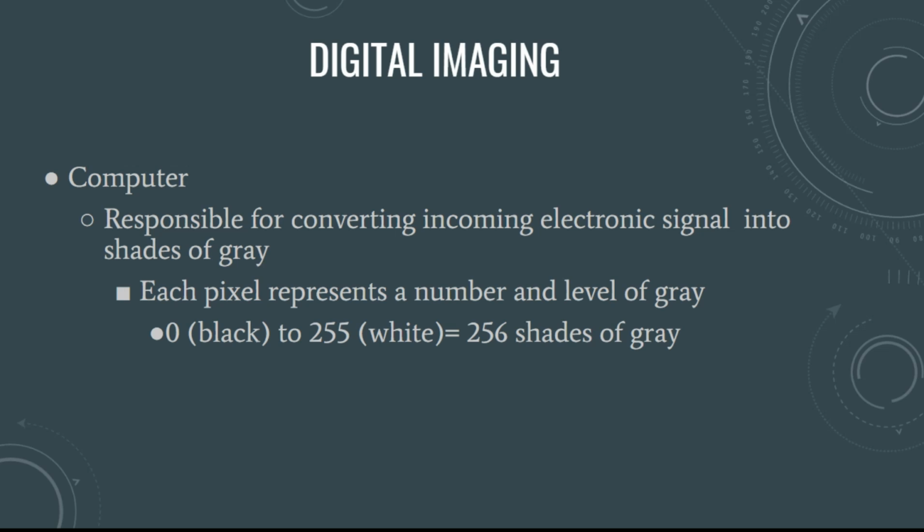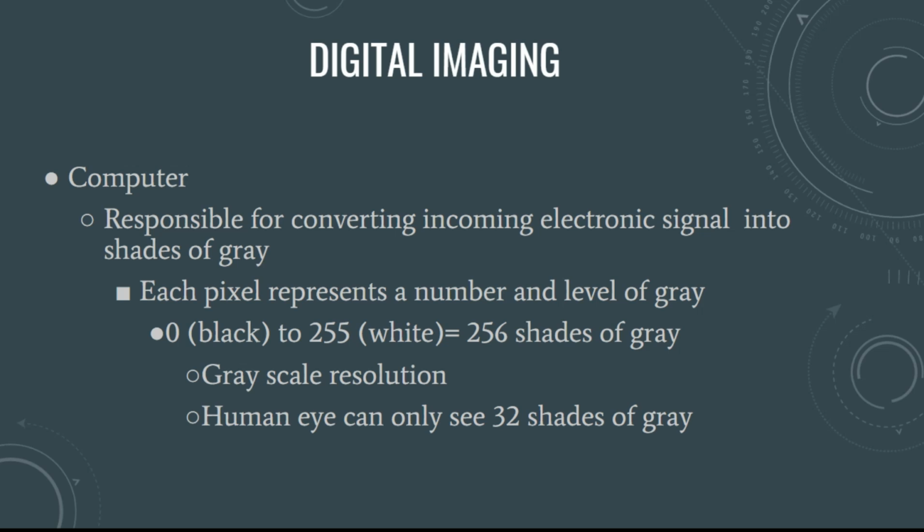So those numbers range from 0 to 255, 0 being black, 255 being white, and this gives us 256 shades of gray for digital radiography. This is part of the gray scale resolution. And to compare it, the human eye can only see 32 shades of gray. So our computer can make up to 256, but we can only see 32.